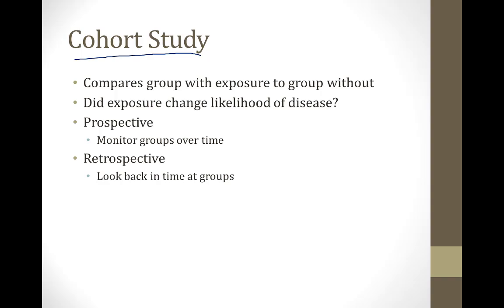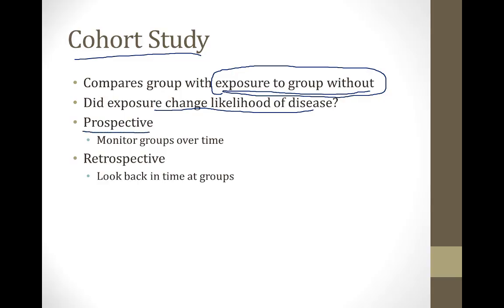So in a cohort study, we're going to compare a group with exposure to a group without. It's very important that you remember that this is the way patients are identified. They are identified by exposure. So for example, if we wanted to know whether smoking causes lung cancer, we would identify patients based on whether they smoke or not. We'll talk more about this later, but that's an important distinction between this and a case control study where we identify patients by disease. So once we've found our group of smokers and non-smokers, that's our cohort, we will decide by monitoring them over time whether exposure changes the likelihood of disease.